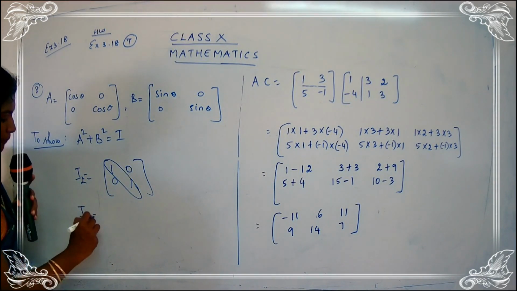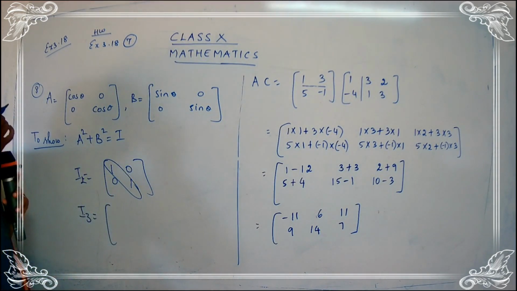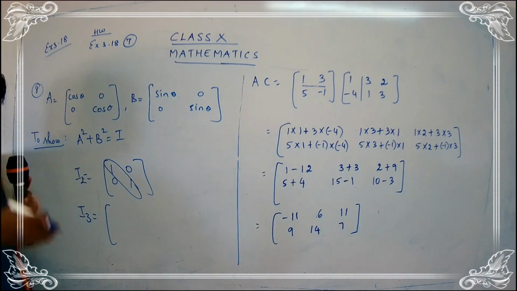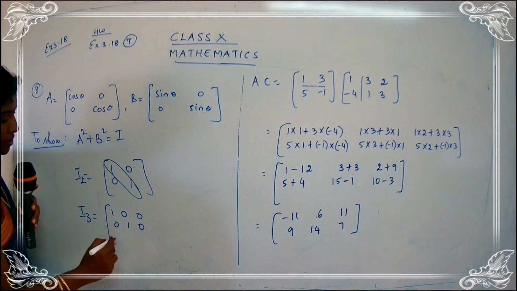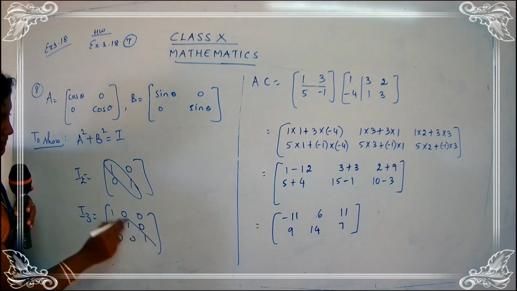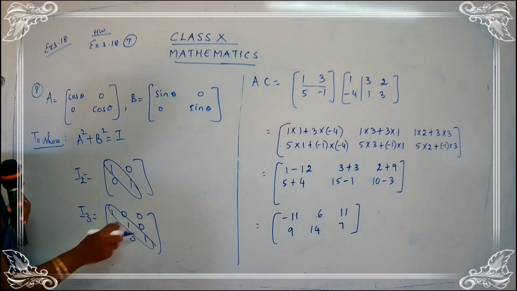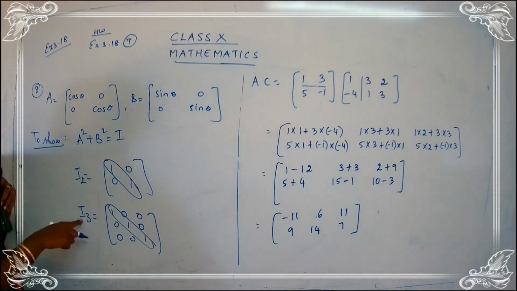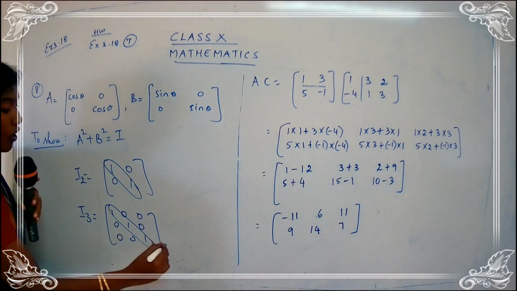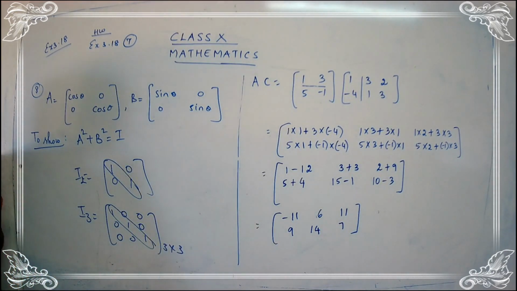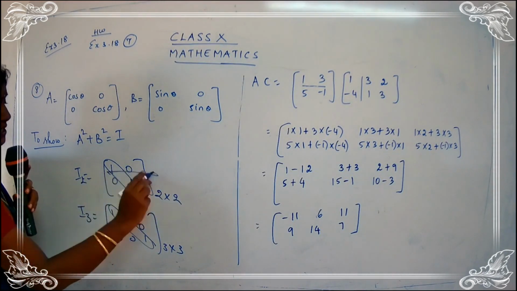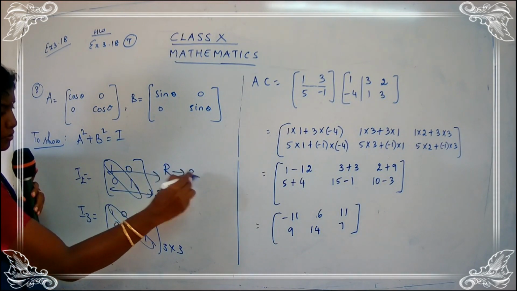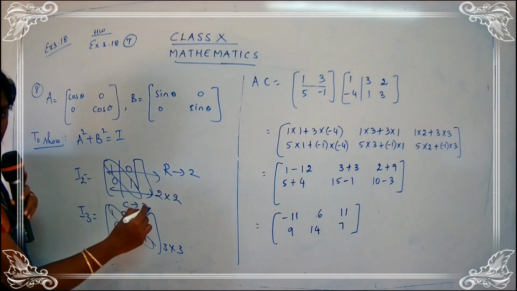I3 means the identity matrix of 3 cross 3, that is 3 rows, 3 columns. So 1, 0, 0, 0, 1, 0, 0, 0, 1. See here, the leading diagonals are 1 and all the remaining members are 0. This is called I3. I3 means identity matrix of 3 cross 3 order. I2 means the order is 2 cross 2, that is, number of rows 2 and number of columns 2. Getting my point?